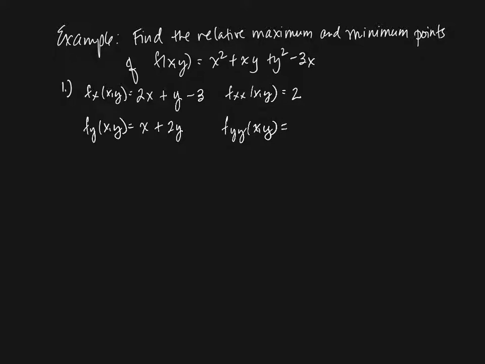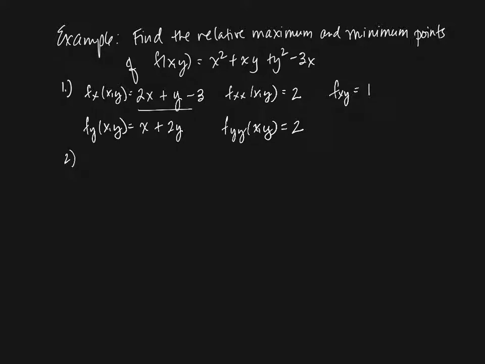All right, the next one is fyy. So the derivative of x with respect to y is 0, plus the derivative of 2y with respect to y is 2. And then don't forget we also need the mixed partial fxy. So go back to f sub x, the first partial with respect to x, and take the derivative with respect to y. So the derivative of 2x with respect to y is 0, plus the derivative of y is 1, minus the derivative of 3, which is 0. So the mixed partial is 1.